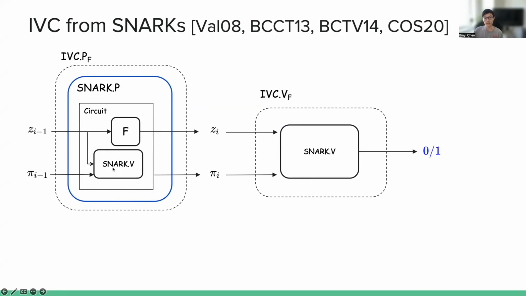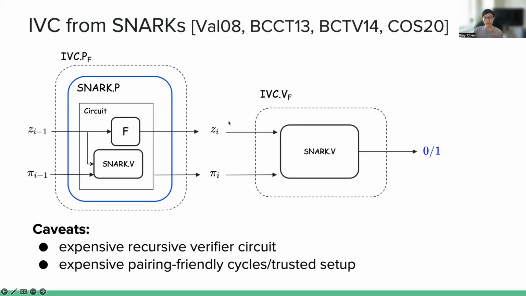So this is basically a recursive SNARK, and the idea is quite simple. However, this kind of scheme is not very practical. The main reason is that, first, because of the use of SNARK, and SNARK verification is usually not that SNARK-friendly, it can have really expensive recursive verifier circuits. And also because of the use of the SNARK, you might need some trusted setup or use some pairing-friendly cycles, which might be slow.